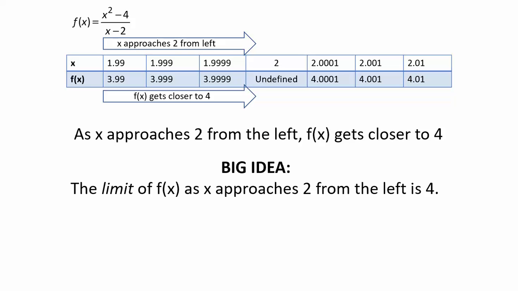Now with limits, we're going to look at which direction the aunt is coming from. So we're going to start with our aunt approaching from the left. And you can see we evaluated this function for values that get closer and closer to 2. So 1.99, 1.999, and so on. And you'll notice that as x gets closer to 2 from the left, our f of x gets closer and closer to 4. That's considered the limit.